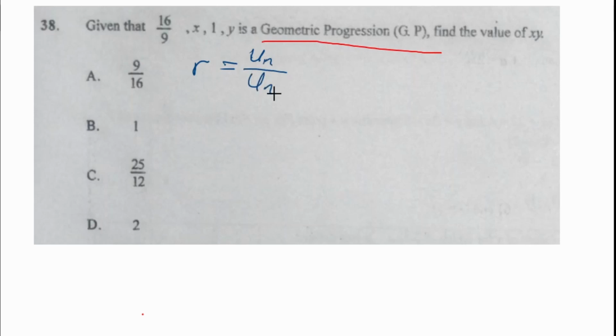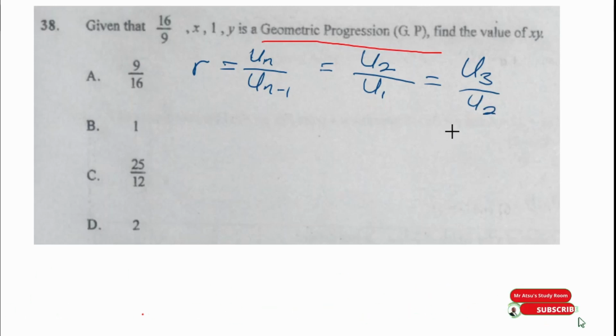For example, if we have the second term, n is 2, then that will be divided by the first term, which is n minus 1, which is u1, or the third term divided by the second term, and so on and so forth. So we're going to apply that idea to solve the question.